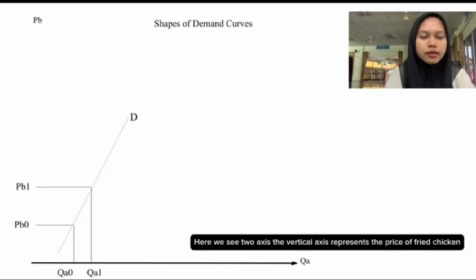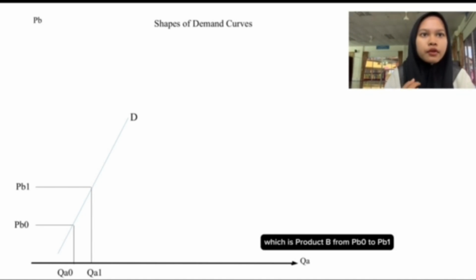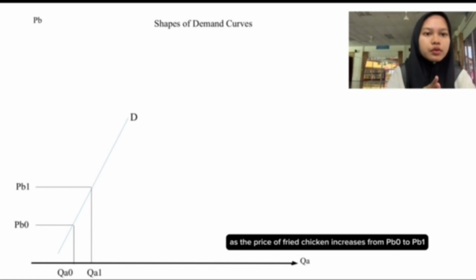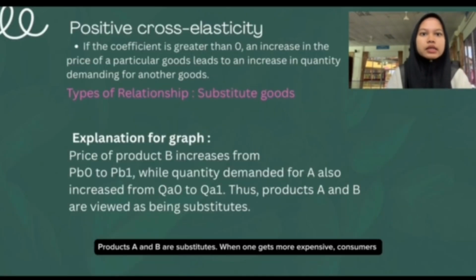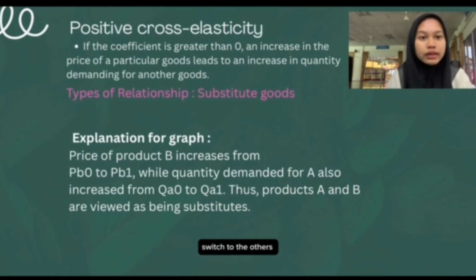Here we see two axes. The vertical axis represents the price of fried chicken, which is product B, from PB0 to PB1. As the price of fried chicken increases from PB0 to PB1, the demand for grilled chicken burgers increases from QA0 to QA1. Products A and B are substitutes. When one gets more expensive, consumers switch to the other.